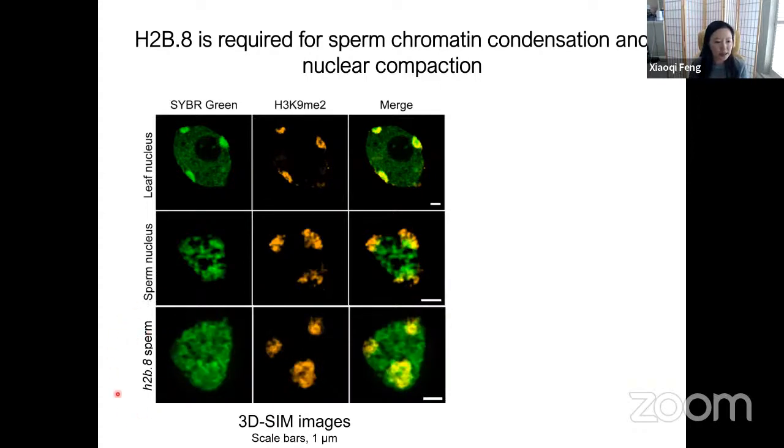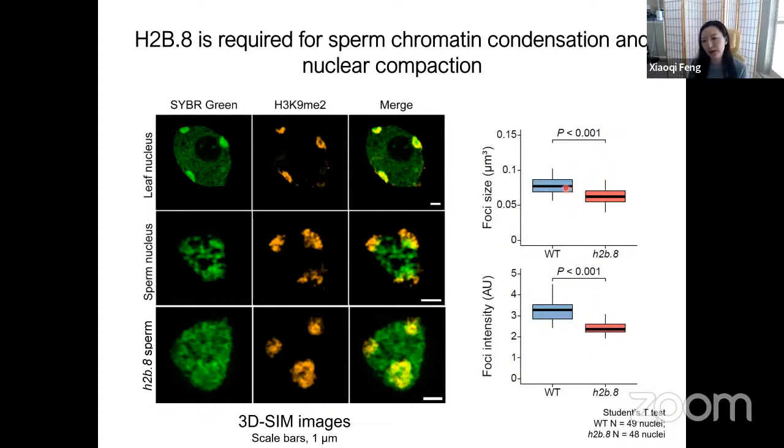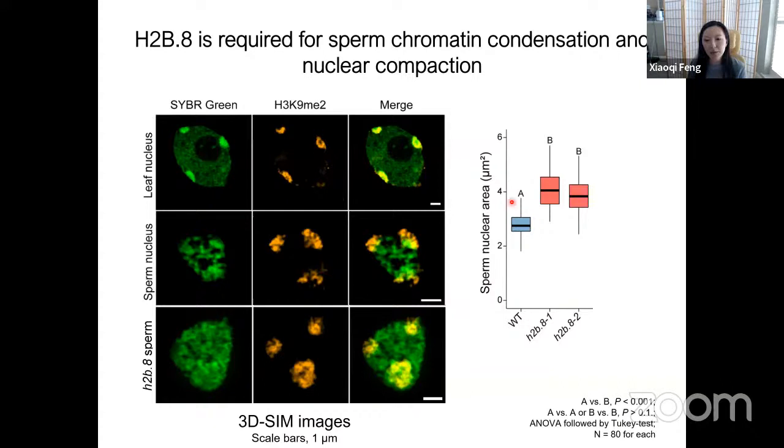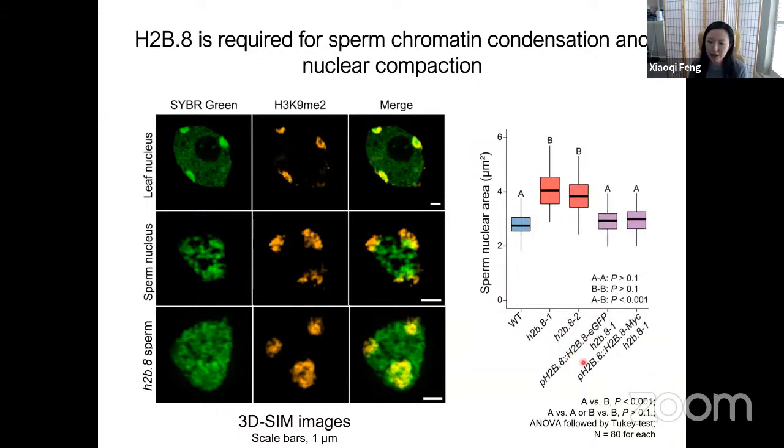So now in the mutant, you could see that the euchromatin condensation is reduced. This is actually hard to see from just one picture, but here are the quantifications that show that the euchromatin foci are smaller and less intense in the H2B.8 mutant. And we found the sperm nuclei are enlarged in the H2B.8 mutants. So here shows the sperm nuclear size in wild type and two independent knockout mutants of H2B.8. And this nuclear enlargement is indeed caused by the loss of H2B.8, as the H2B.8-GFP or H2B.8-MYC transgene can fully complement the nuclear size phenotype. So these show that H2B.8 is required for the chromatin condensation and nuclear compaction in the sperm.